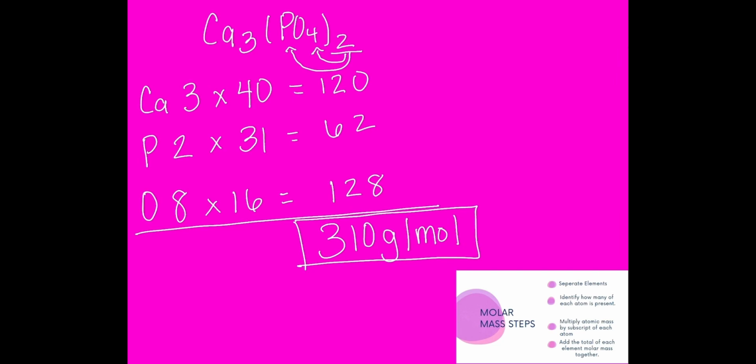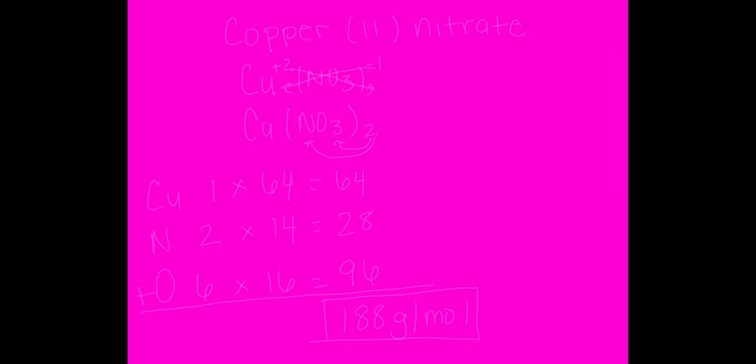All right, so we're going to do one more example. In this example, I'm actually going to use a chemical word problem. We have copper(II) nitrate. I know it's very tempting to look at this and say, okay, I have copper and I have nitrate. But it's very important when you have an ionic bond that you turn it into a chemical formula so that you can identify how many of each element is present.